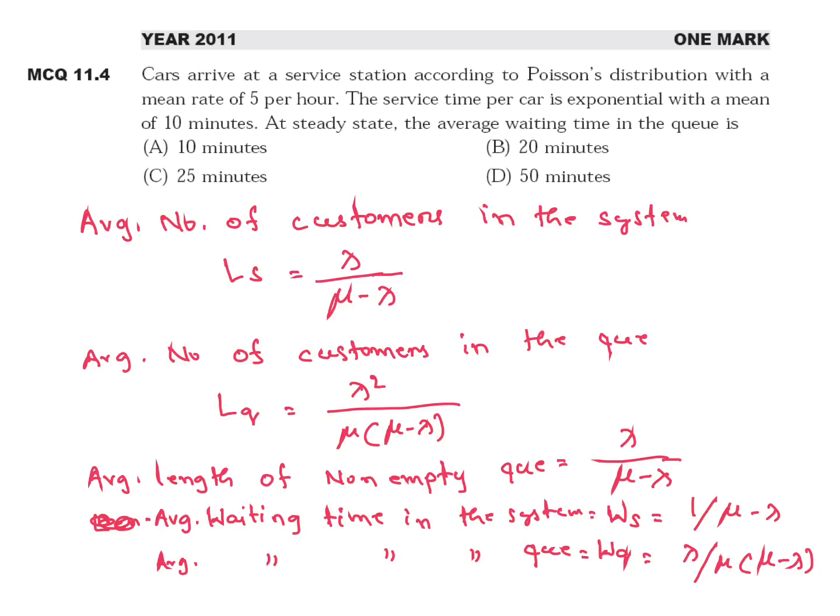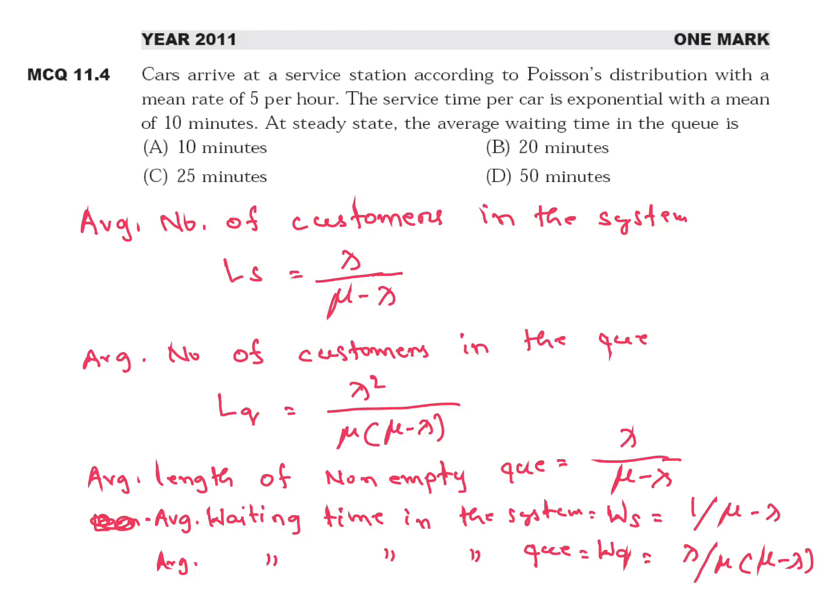This one is a GATE 2011 question. Cars arrive at a service station according to Poisson's distribution with a mean rate of 5 per hour. The service time per car is exponential with a mean of 10 minutes. At steady state, the average waiting time in the queue we have to calculate.